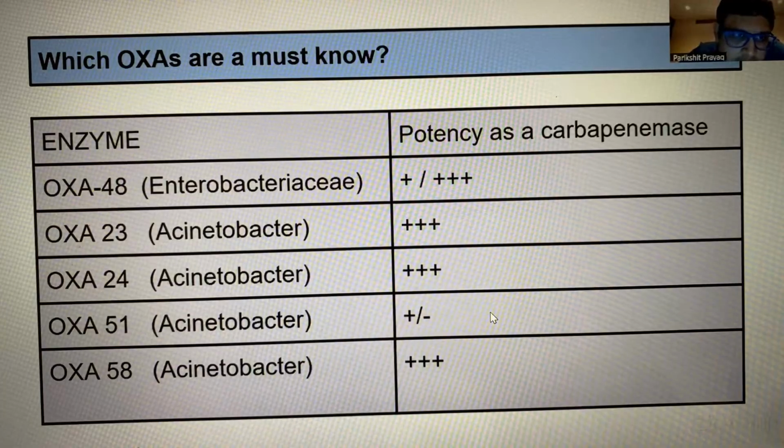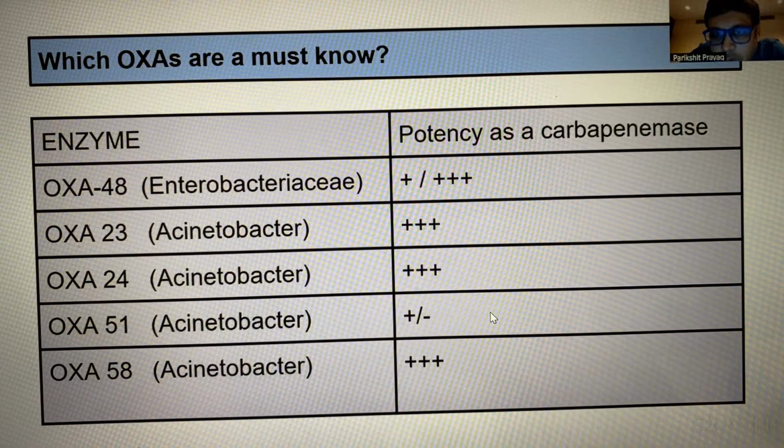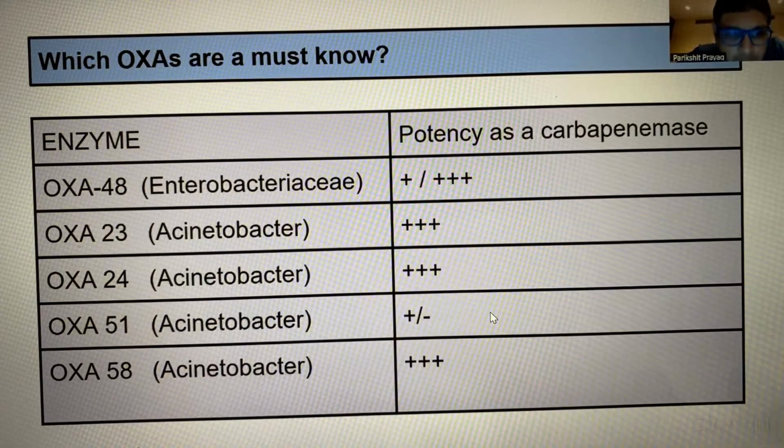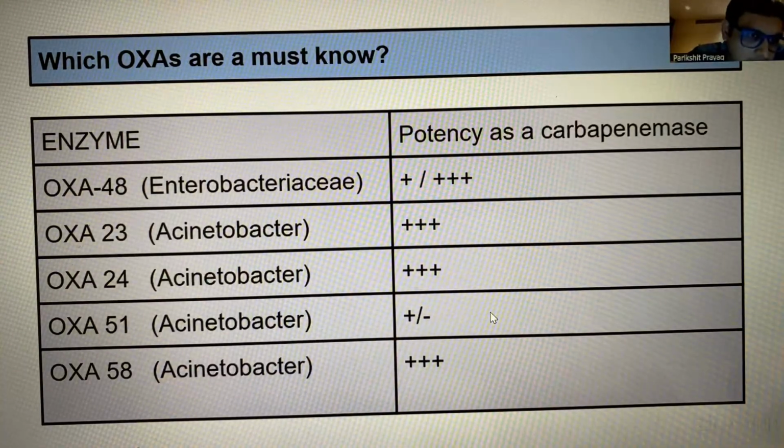I'll show you some of our own data later on that OXA 23 is a very, very important enzyme in our settings. OXA 51, although it is termed as the carbapenemase, may not always be a carbapenemase. It needs some kind of changes in the promoter regions upstream for it to become a carbapenemase. And in my experience, in the last 7 or 8 years, whenever we have found OXA 51, although it is termed as a carbapenemase, very rarely have we seen that it is actually phenotypically a carbapenemase.